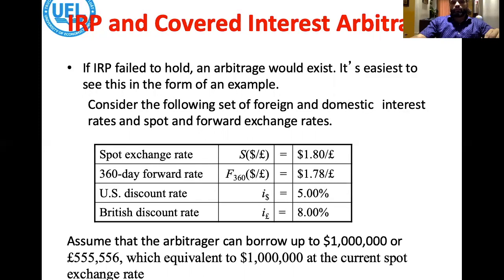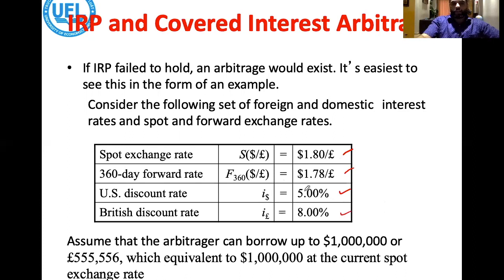If IRP failed to hold and arbitrage would exist, it's easiest to see in the following example. So we can see the example. This is the spot rate we have. And this is the forward rate, so that's why 360 days. So you can see the rates are different, and the discount rates, which are the interest rates in the US and in England. Right, so this is the information.